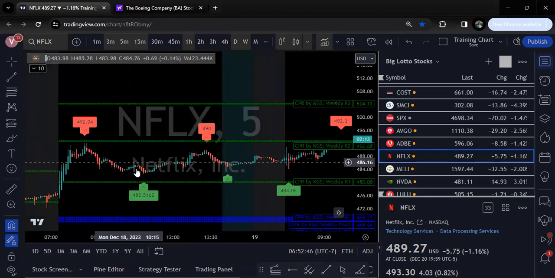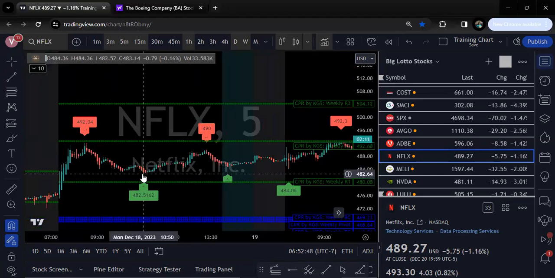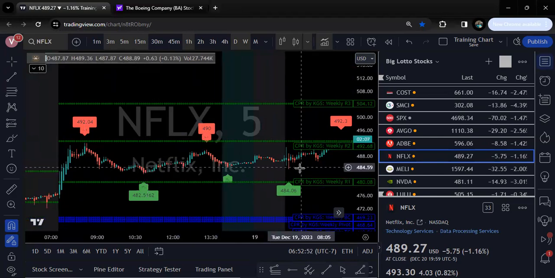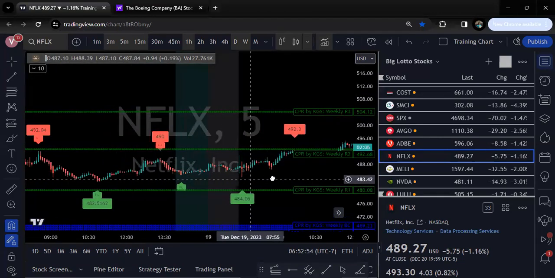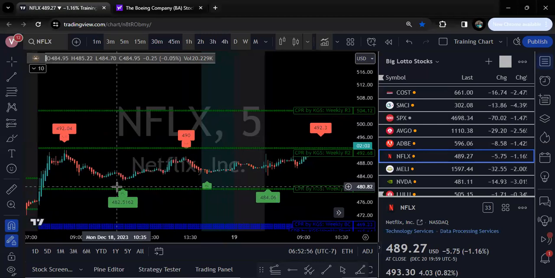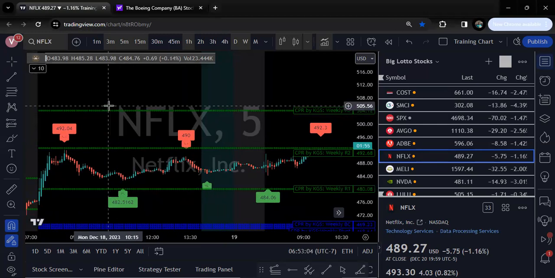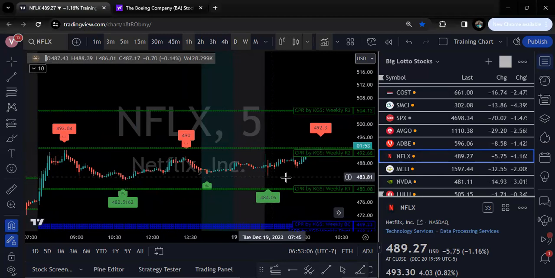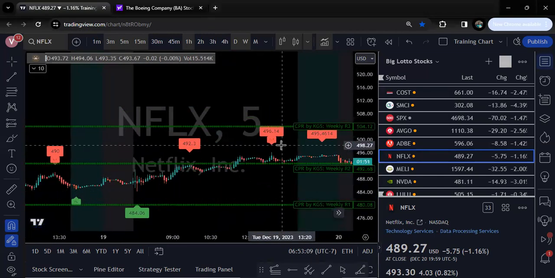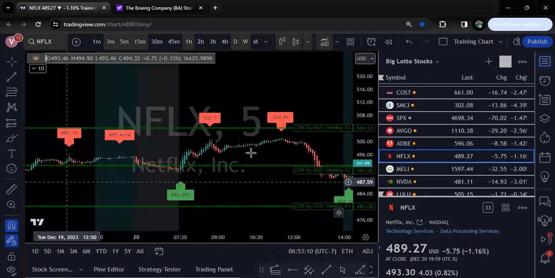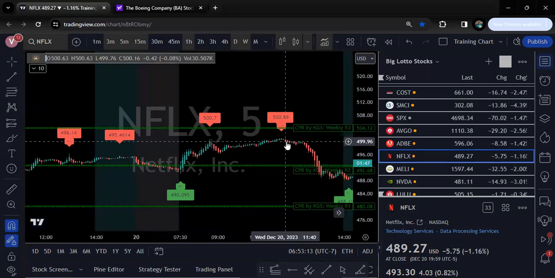Then when it pulled back, this is 482, a higher low, and then 484, a higher low. So if a stock already had a double bottom, you're looking for a double bottom or a higher low, or a double top or a lower high. So this was a higher low and another higher low. Then we went up. Okay. Then finally, Wednesday, we had double tops.